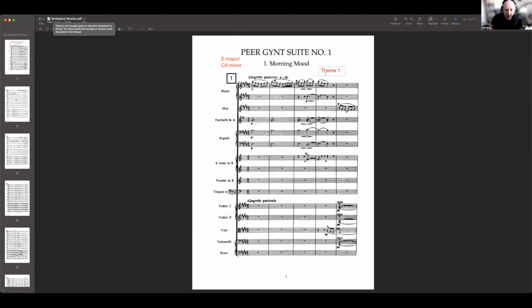Actually, theme 1, and that spans from bar 1 to 4 because the theme repeats here in the oboe. So theme 1, I probably should use abbreviations actually. T1.